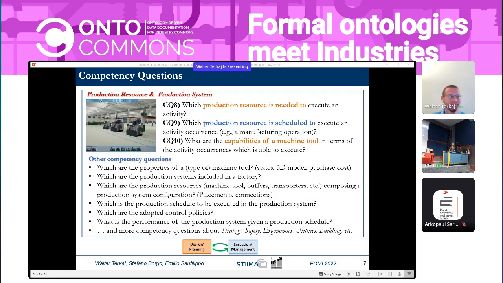So the CQ competency question, which production resources are needed to execute an activity, seems to be rather broad. So it seems to require a complete algorithmic solution that really compares an offered function from a resource to your requirements and so on. So how can a simple competency question, which I understand is realizable by a SPARQL query from the ontology, answer such a big problem?